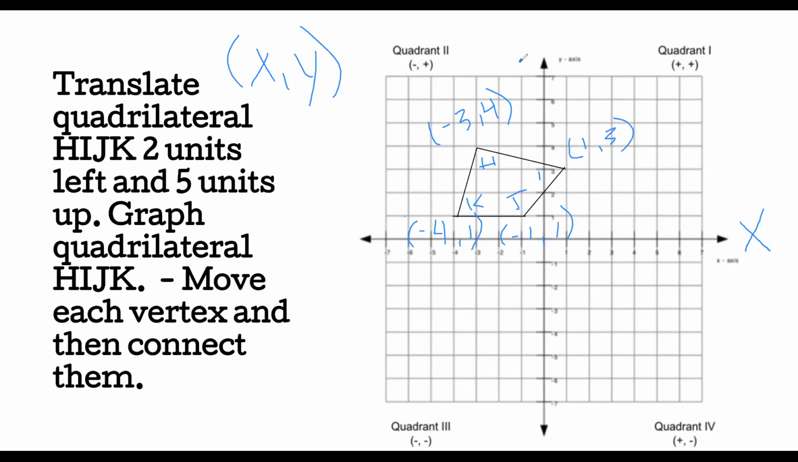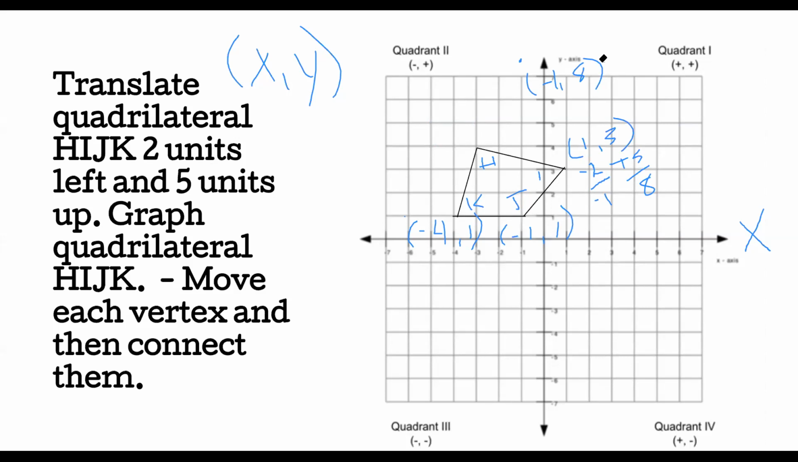So you can also think about it as adding 5. Because this is X and this is Y, my right and left is going to affect my first number. If I move 2 units to the left, that's like subtracting 2. So 1 minus 2 is -1. And then if I have 3 and I'm moving up, that would be adding. So 3 plus 5 is 8. So my new point would be at -1, 8. Just for the sake of this, I'm going to erase this so it's not in the way. So that's where my first point is going to be. Now I'm done moving I.